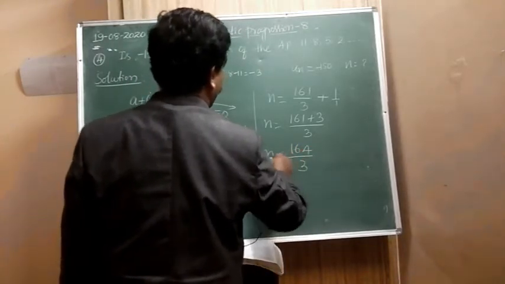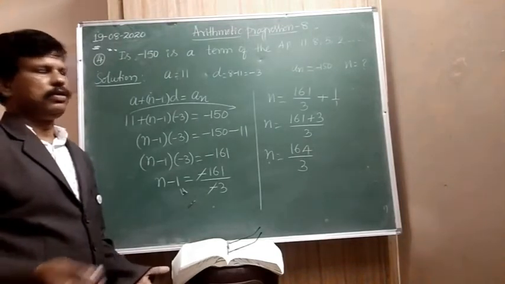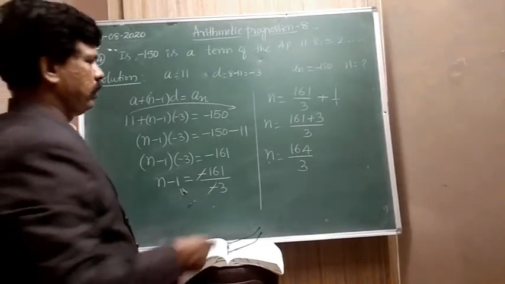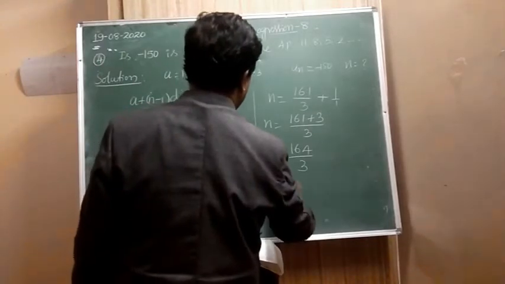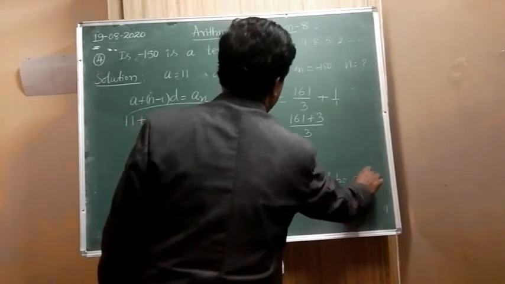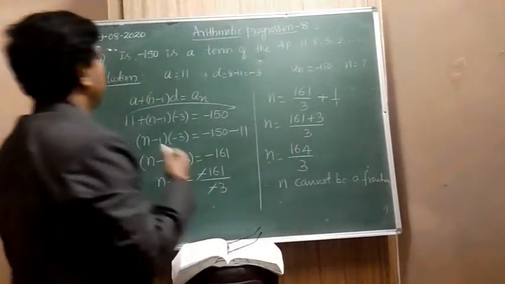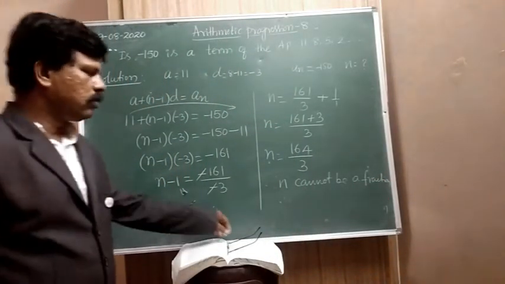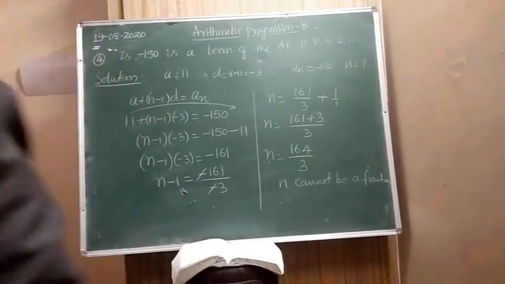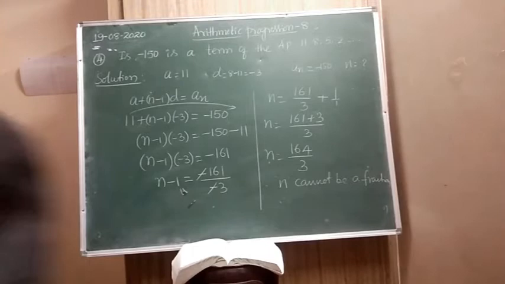164 by 3. Now, is 164 divisible by 3? No. 3 5s are 15, 1 carry 14. 14 will not be divided by 3. Therefore, n cannot be a fraction form. Therefore, the given minus 150 is not a term of the AP 11, 8, 5, 2, etc. Clear?